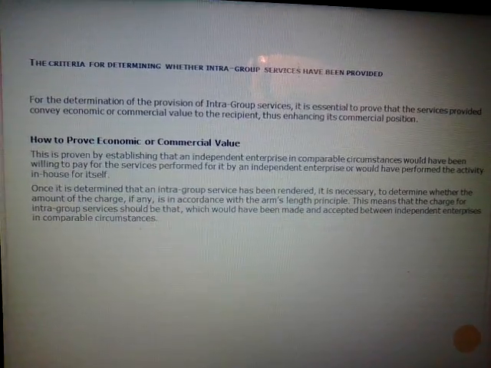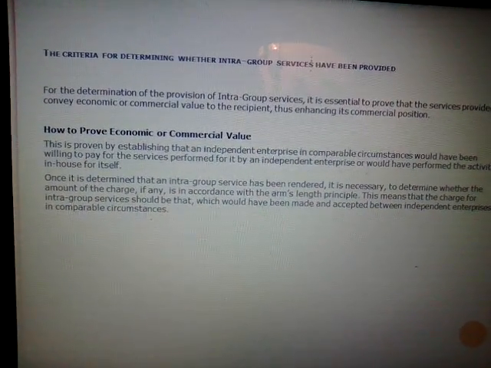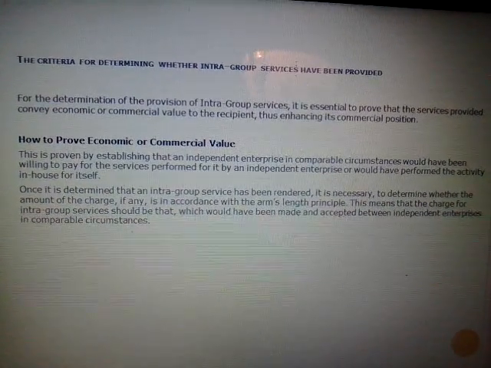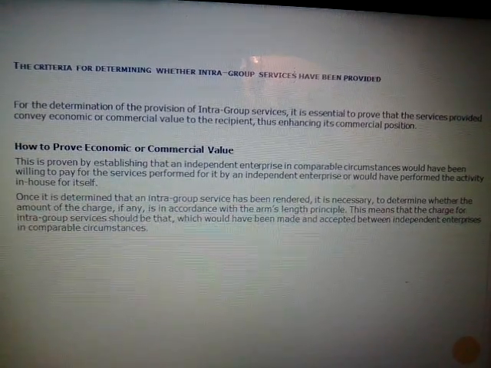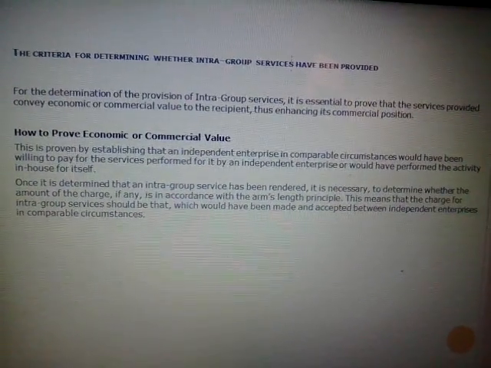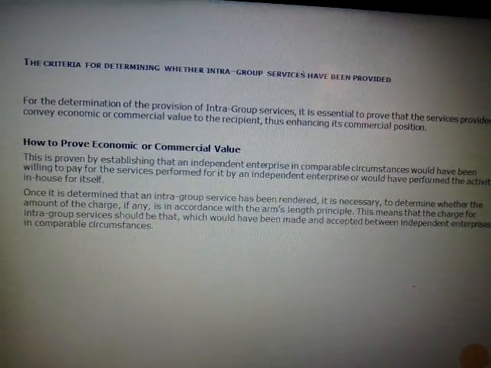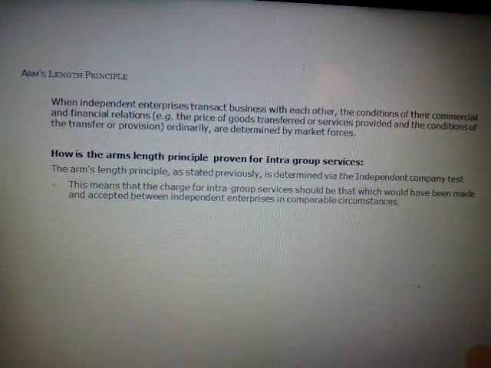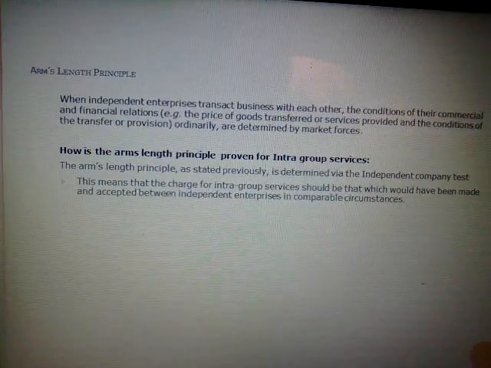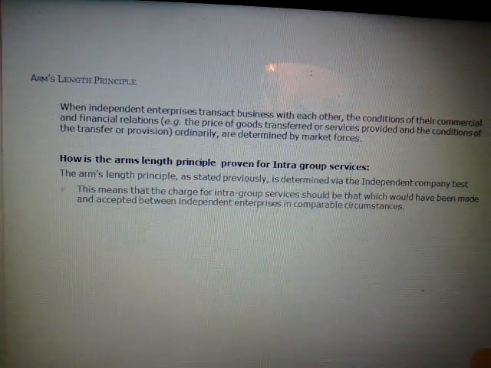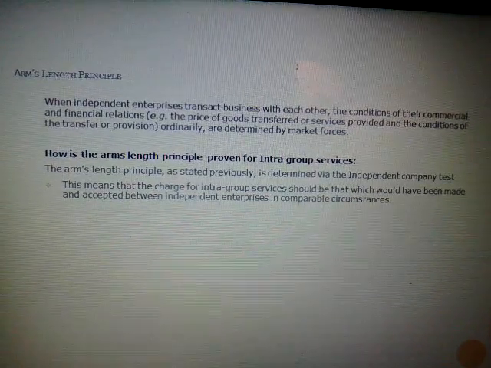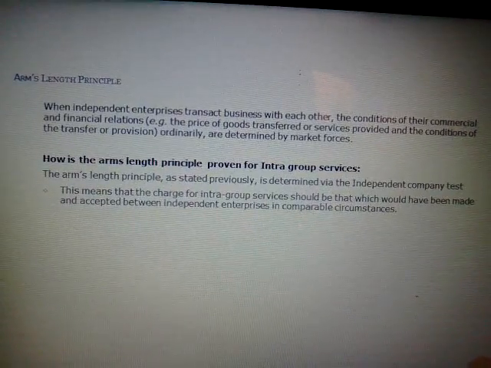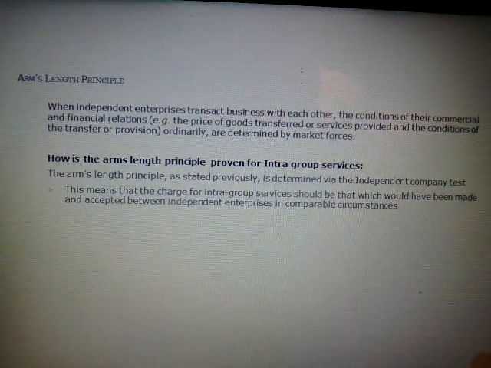Once it is determined that an intra-group service has been rendered, it is necessary to determine whether the amount of the charge, if any, is in accordance with the arm's length principle. This means that the charge for intra-group services should be that which would have been made and accepted between independent enterprises in comparable circumstances. Arm's length principle. When independent enterprises transact business with each other, the conditions of their commercial and financial relation, for example, the price of goods transferred or services provided, and the conditions of the transfer or provision ordinarily are determined by market forces.